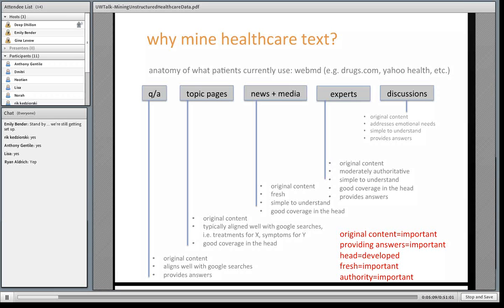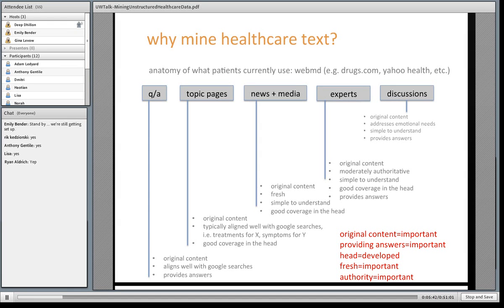The other main component is some sort of news and media component. A lot of times these folks are publishing articles to get people continuously coming back, so fresh content is a key element. They also have experts, which I put in quotations. These aren't the world's experts of anything, really. They're folks who might have a title and show up and get paid a little bit, and then they write some content. I would classify this as moderately authoritative, but it is easy to understand, and it does have good coverage in the head.